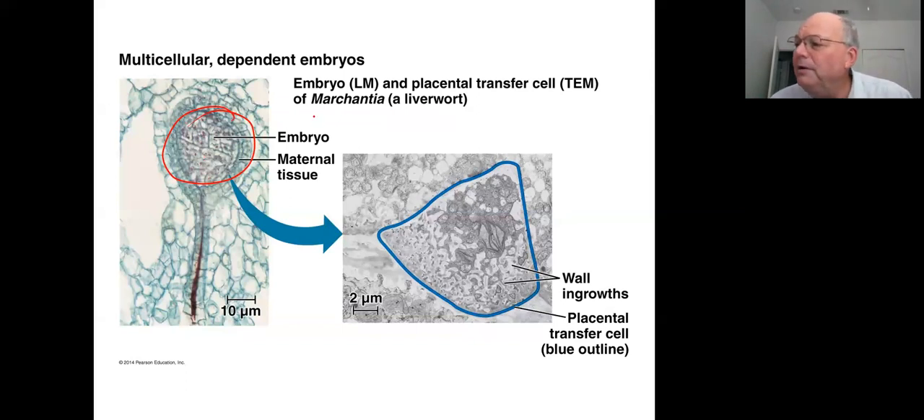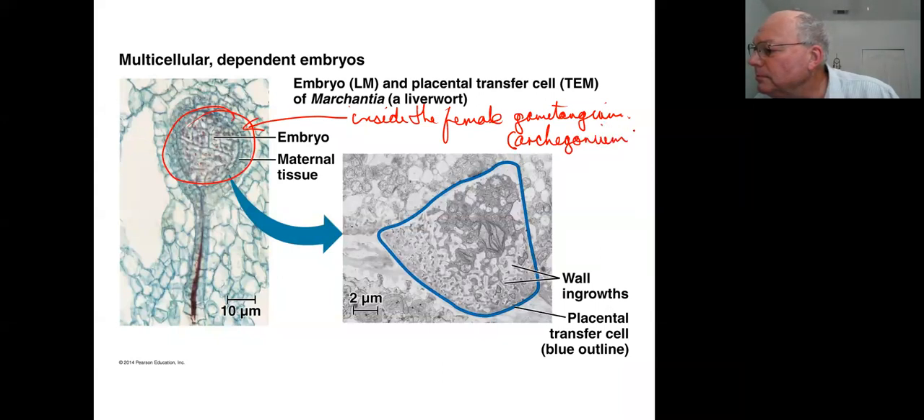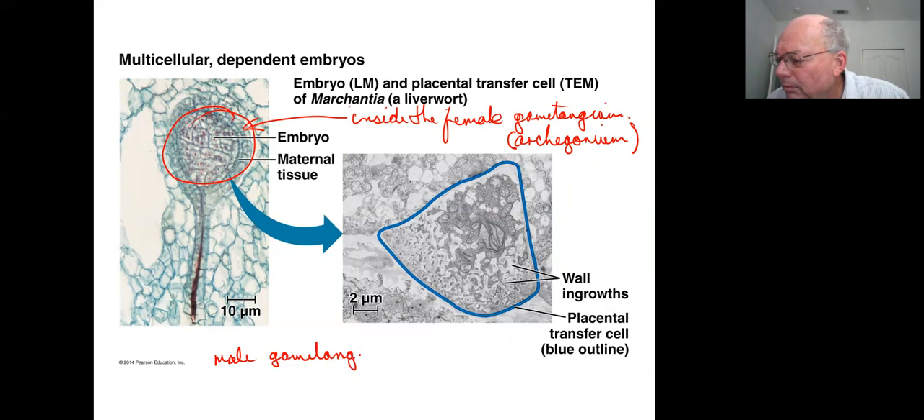This is actually inside the female gametangium. Because in liverworts, the egg develops in the female gametangium, which is called an archegonium. I'll put that in here too. And maybe I should put here male. Male gametangium is called an antheridium.